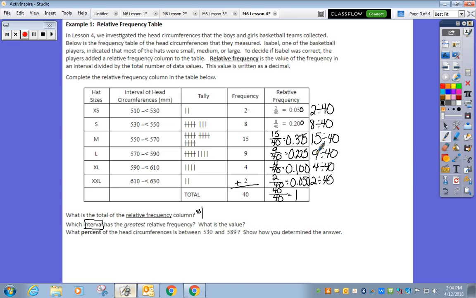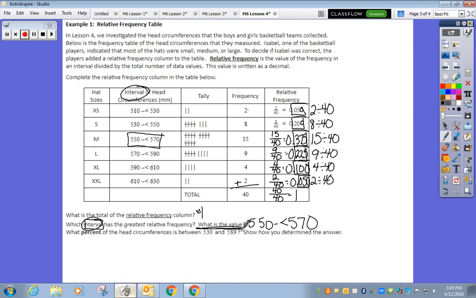Once I've turned them into the same length, all I have to do is look at the numbers that come after the decimal point and compare those. So this would be considered 50, 200, 375, 225, 100, and then 50. Out of all of those numbers, the one that's the greatest is this 375. It's asking me not for this value right now, it's asking me for the interval. So the interval that has the greatest relative frequency would be 550 to less than 570.